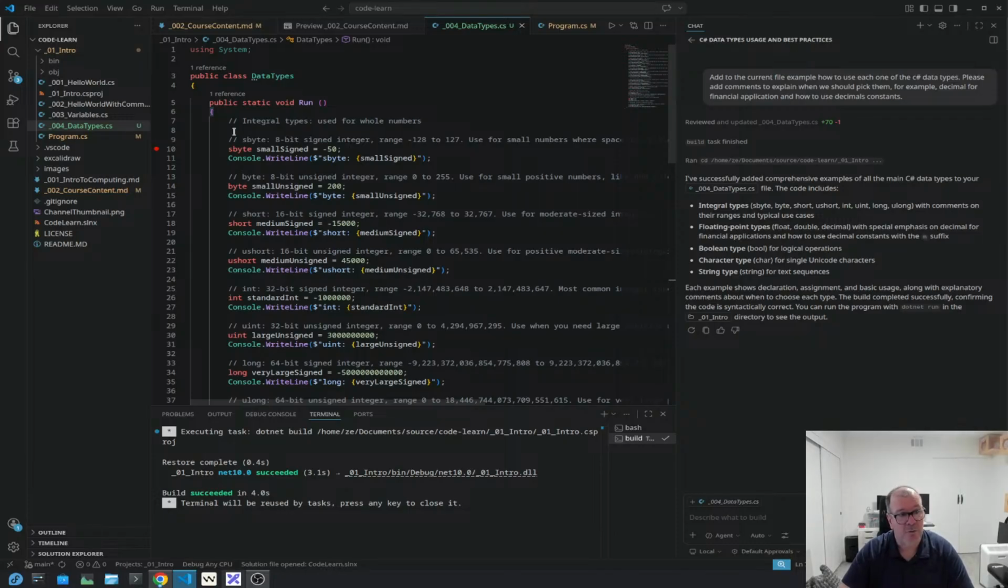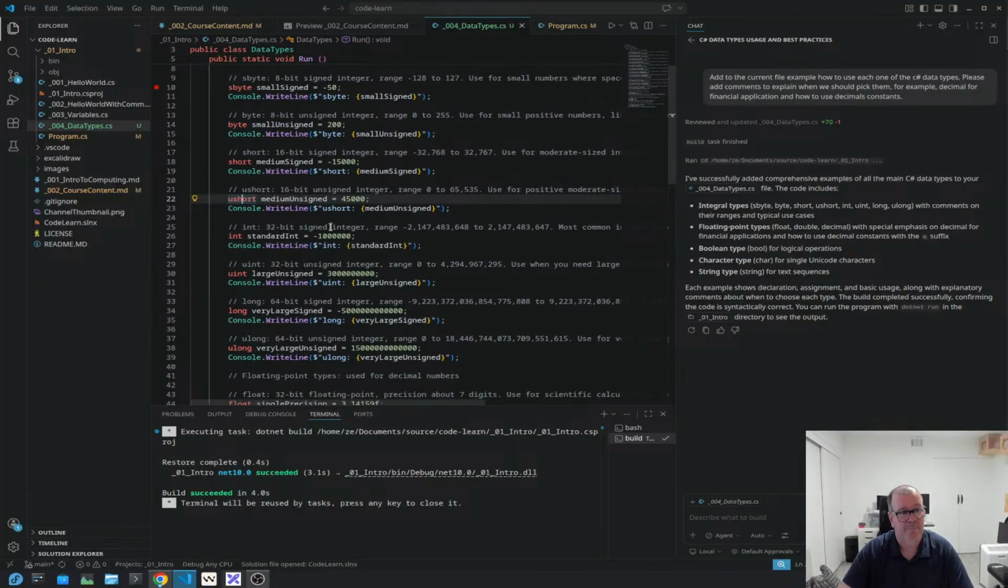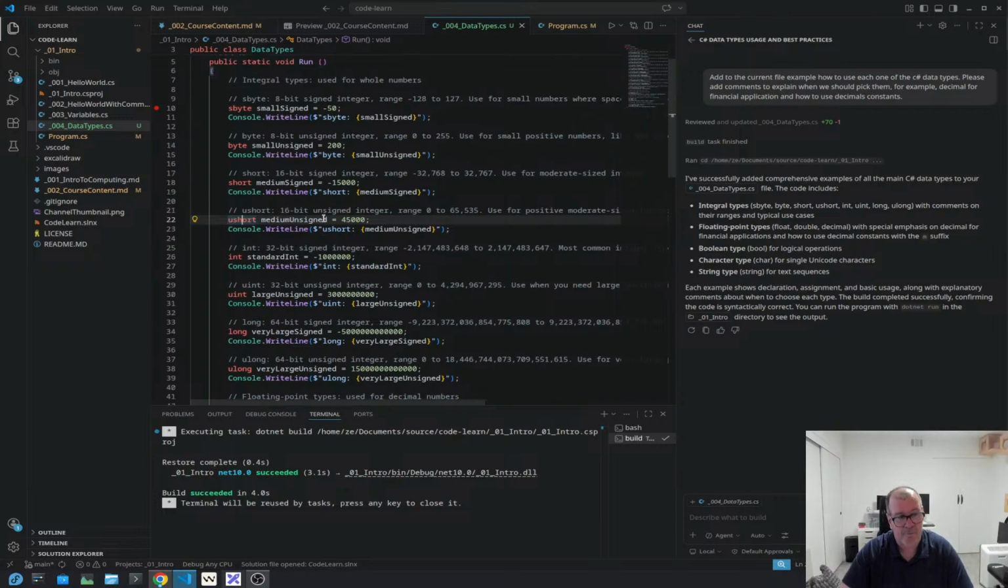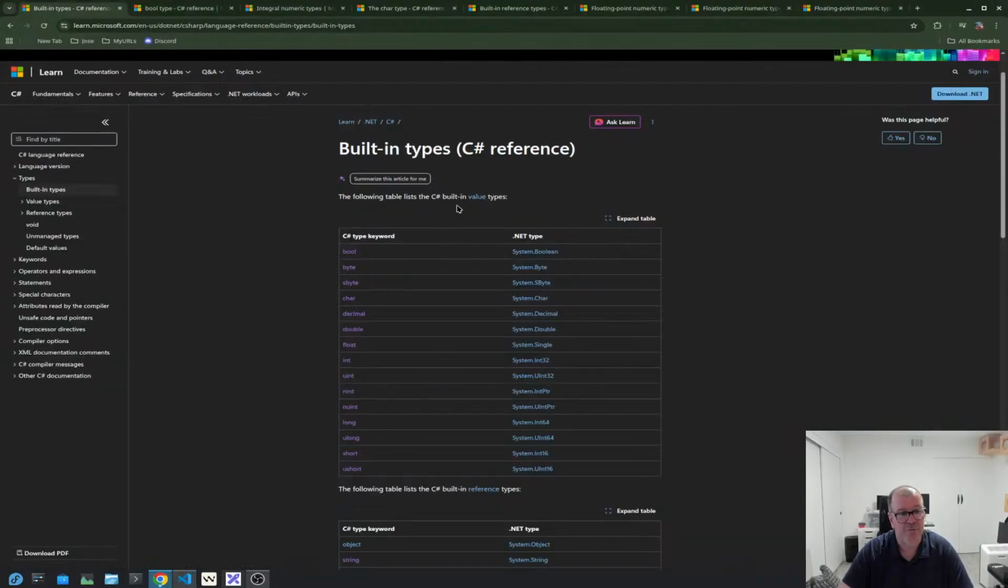The goal is to explain that there is sbyte, short, ushort, int, unsigned int. But I can tell you this, most of the time we use int. We're only going to use long when the number is too big. Look, this is int. Where is int? Here, int, and then long.